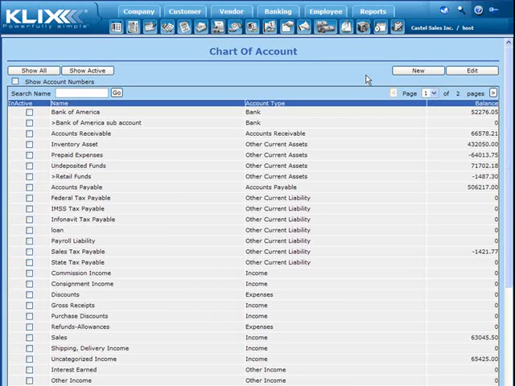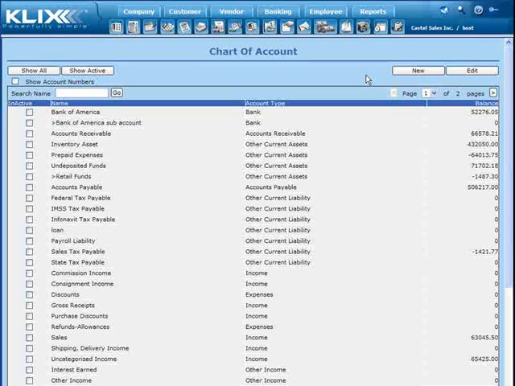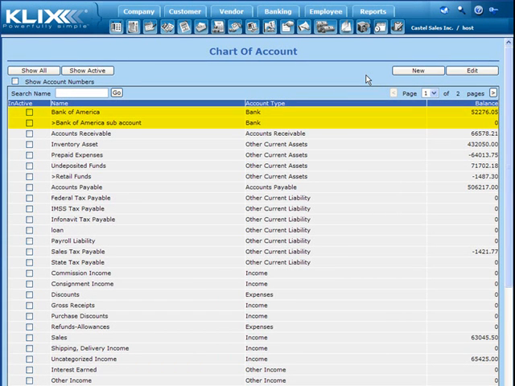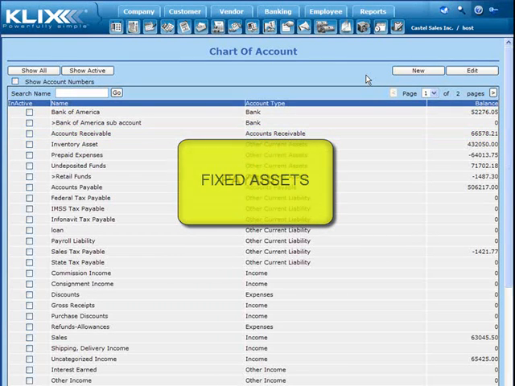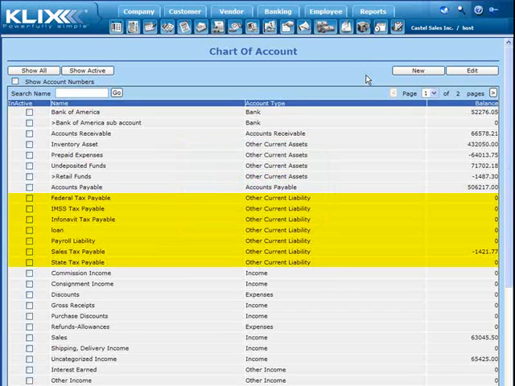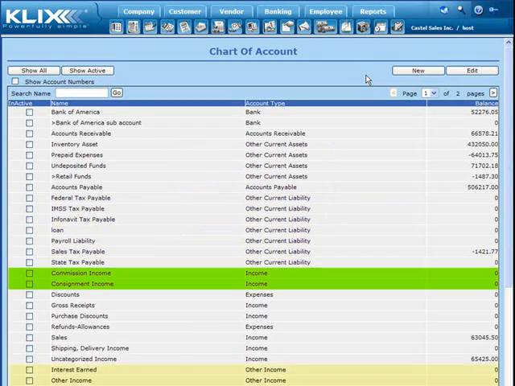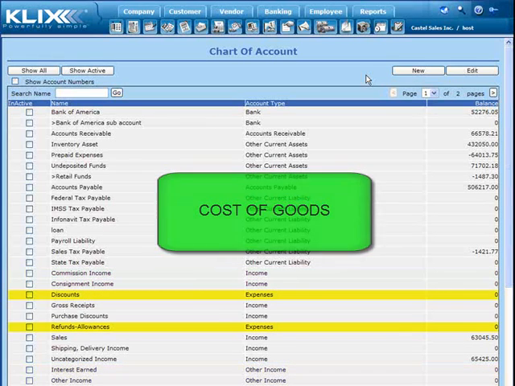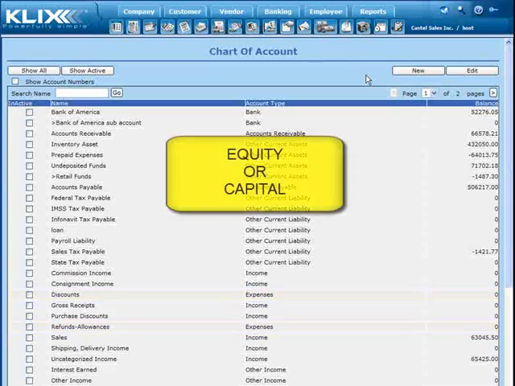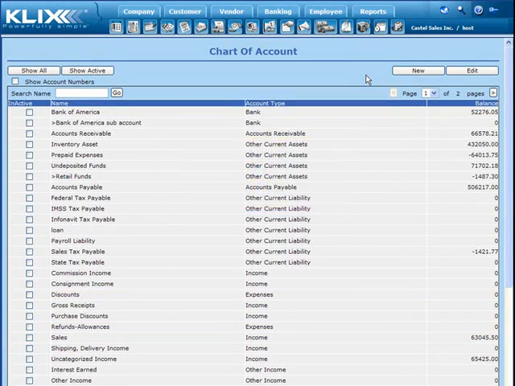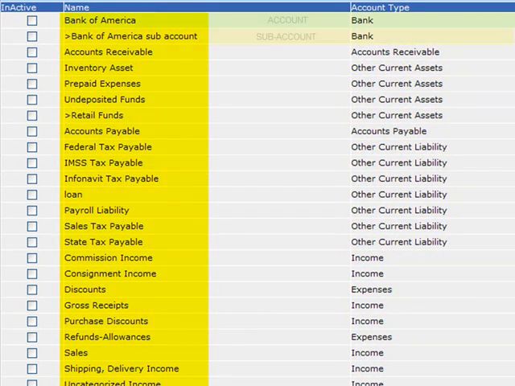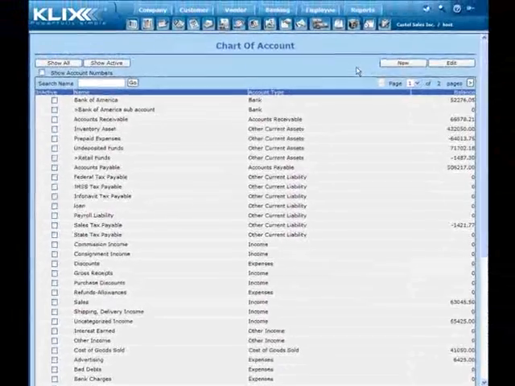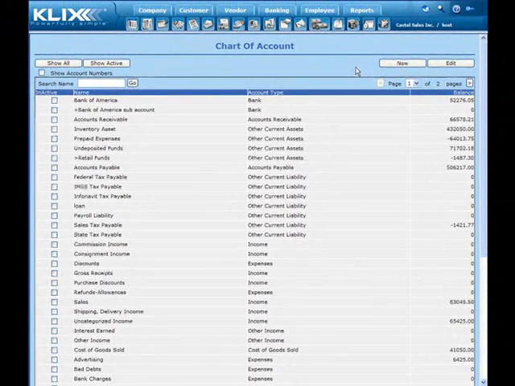All businesses in existence today utilize the same types of accounts. These accounts are then divided as follows: general bank account, accounts receivable, account of fixed assets, accounts payable, accounts of obligations due to the government, such as taxes, income, and other income, cost of goods account, expense account, as well as your equity or capital account. All businesses are based on these types of accounts, and then these accounts are subdivided either by name or category of accounts. All the accounts within the Klix system are of the type of accounts previously mentioned. Allow me to explain in detail so you may better understand.